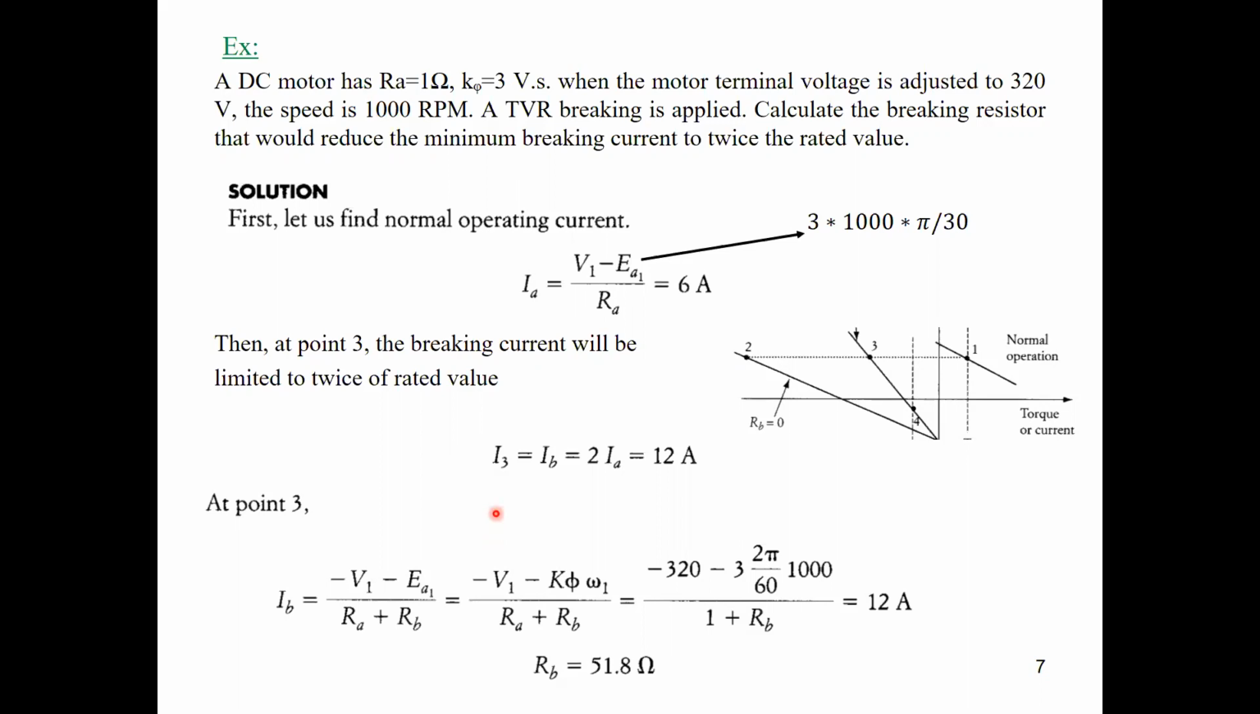But if you would like to calculate the current at point number 2 without any resistance, you will find the current is very high, which means here at that point, V minus E divided by RA. And if you calculate it, it will be this numerator divided by 1. So it's equal to that value. So it's a very high current.